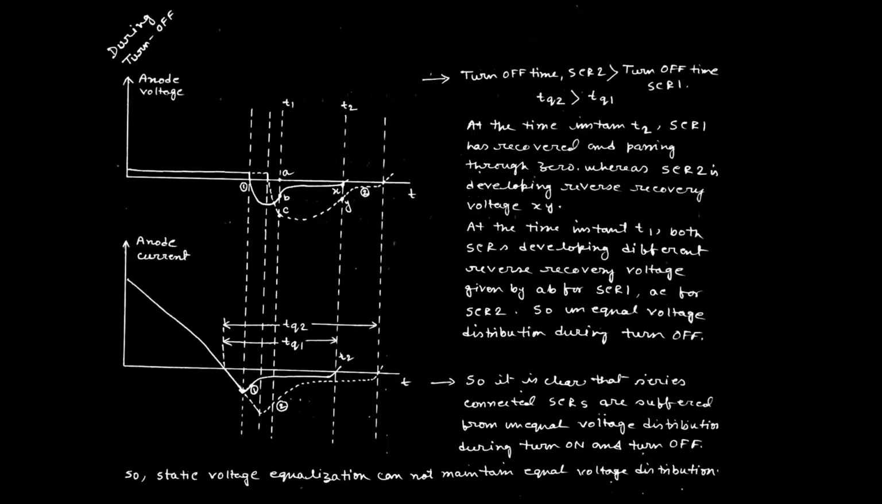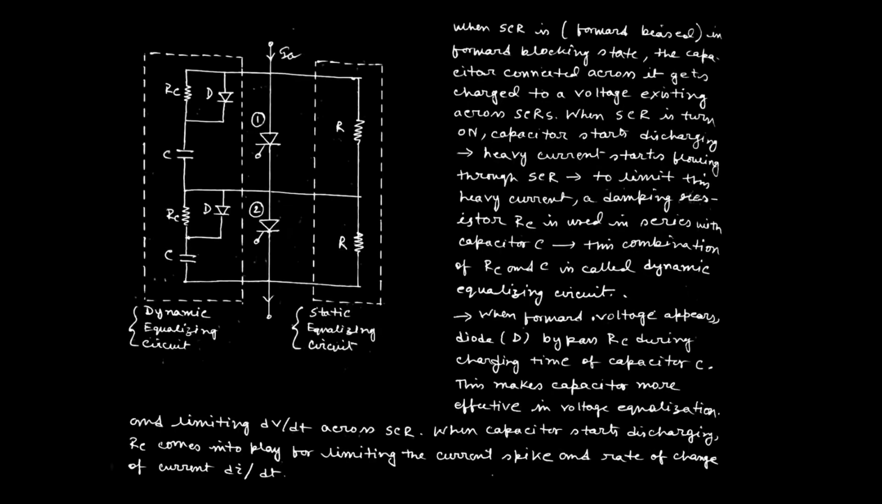So in which way can we share the same amount of voltage during turn on and during turn off? That can be properly explained by this diagram. Actually, during turn on, due to internal capacitance effect or self-capacitance effect, the voltage is not equally distributed. That is why first we should connect a capacitor across each SCR for equal voltage distribution.